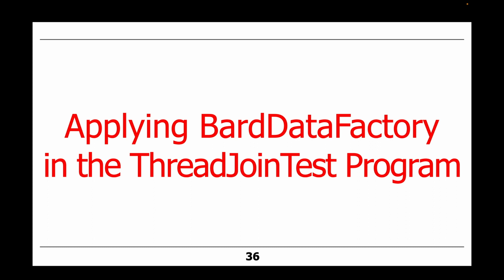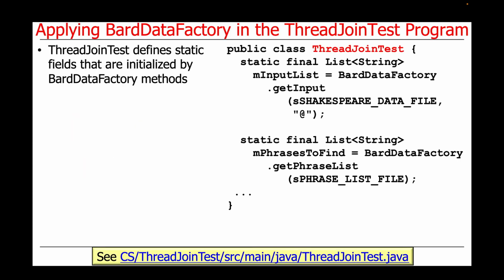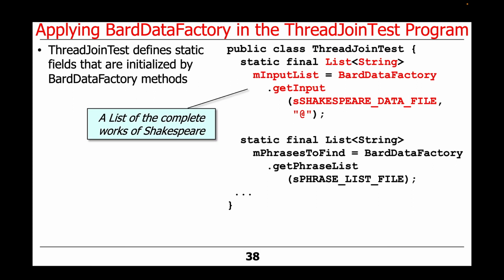Now that we've walked through the implementations of the BardDataFactory methods, we'll show where they're applied in the ThreadJoinTest program. The ThreadJoinTest class defines several static fields that are initialized by these BardDataFactory methods. For example, the mInputList field contains a list of the complete works of Shakespeare it obtains by calling the getInput method on the BardDataFactory.